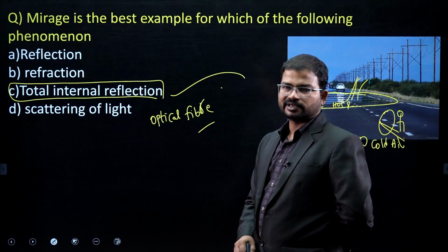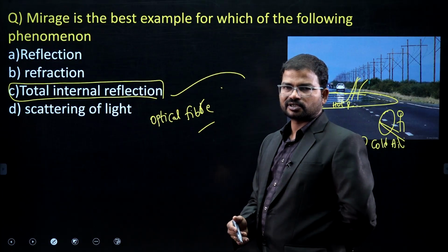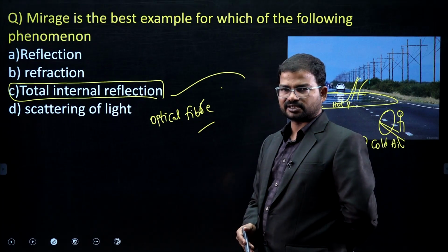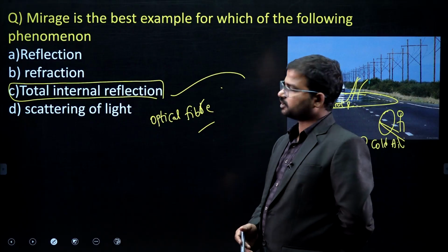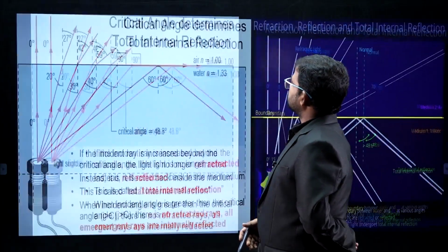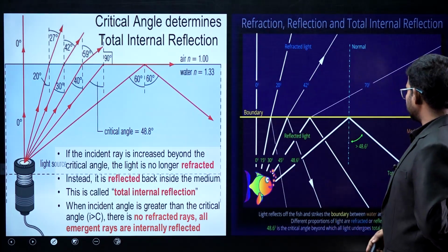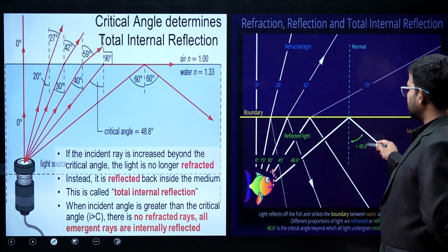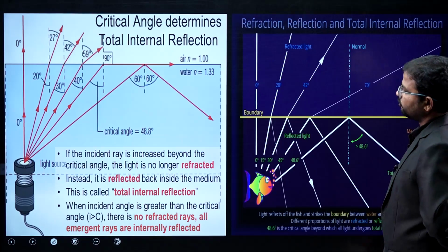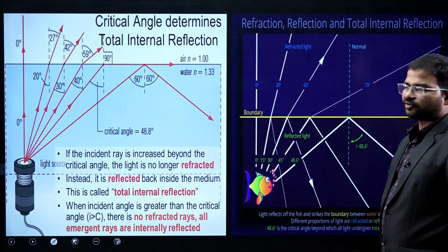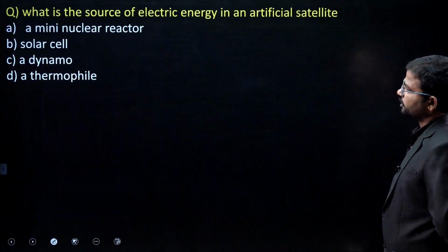Why do diamonds glitter? The reason is total internal reflection. Here you can observe, if you consider water, its critical angle is 48 degrees. If you consider diamond, its critical angle is approximately 24 degrees.